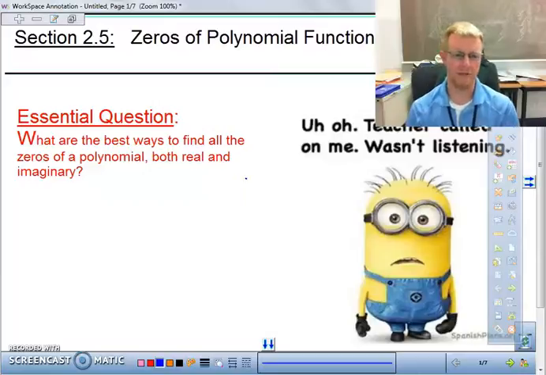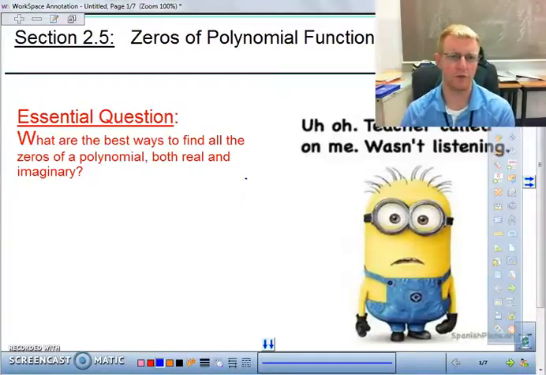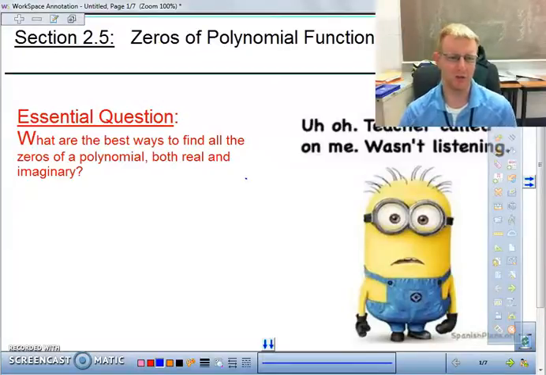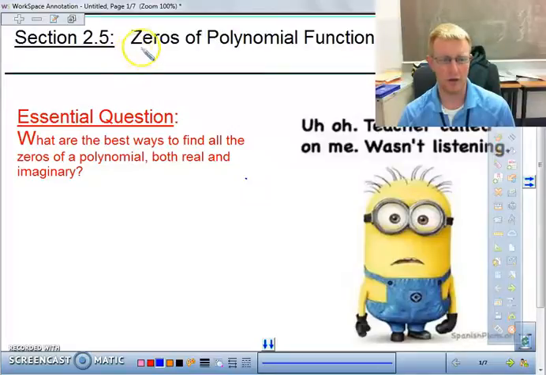This is section 2.5. We're going to be finding zeros of polynomial functions. Another topic that you did in Algebra 2, which is most of these topics. Some of them we obviously go a little bit deeper in. There isn't really much more to do on this topic, but we are going to go over this again.